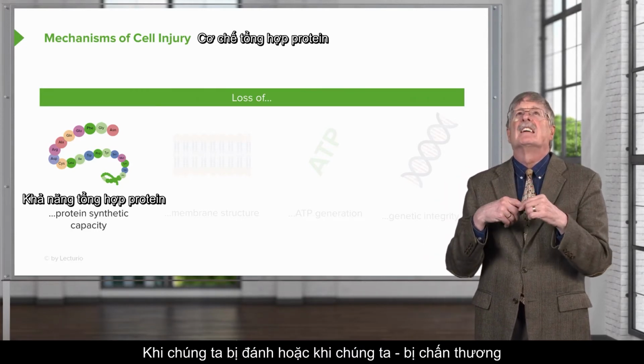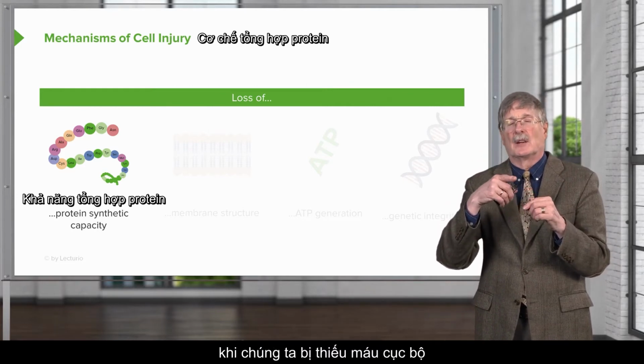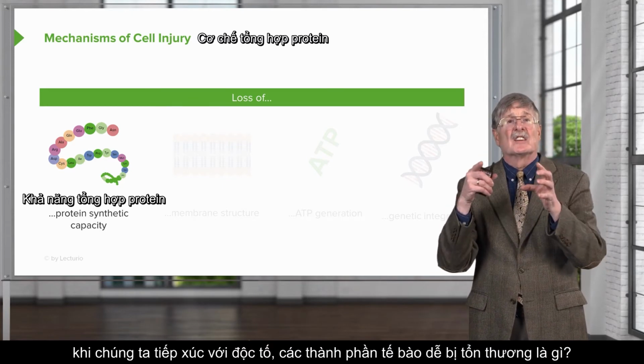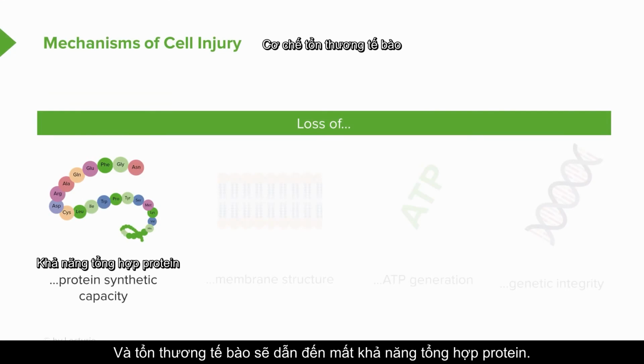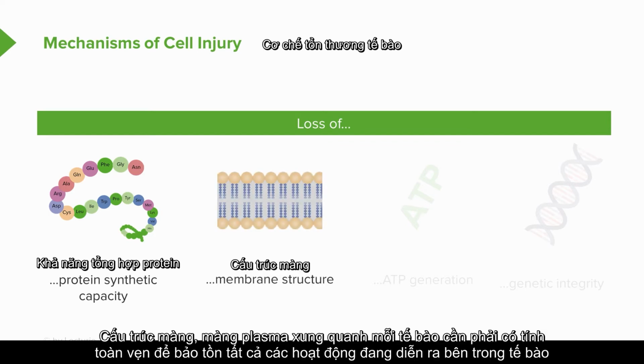Let's talk about the basic cellular components that are susceptible to injury. So when we get hit or when we're traumatized, when we get ischemic, when we are exposed to a toxin, what are the cellular components that are susceptible? And cell injury will lead to loss of protein synthetic capacity. As I said before, we're constantly turning over. But if we're not, because of some form of cell injury, that process of renewal will very quickly lead to degeneration and death.